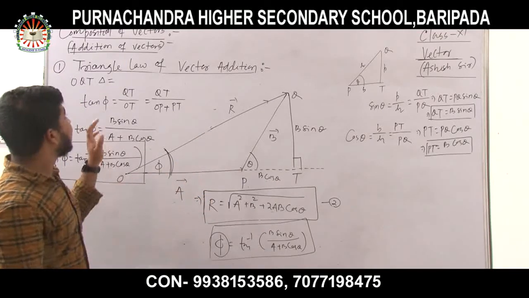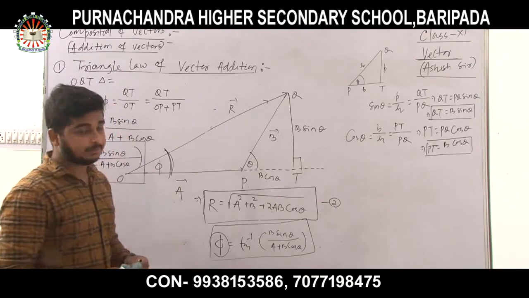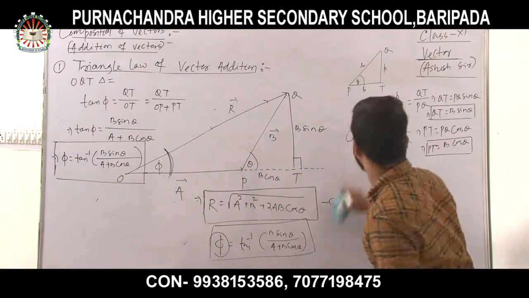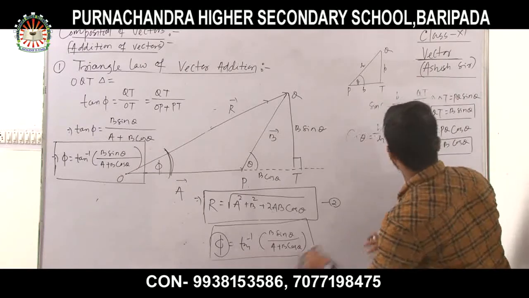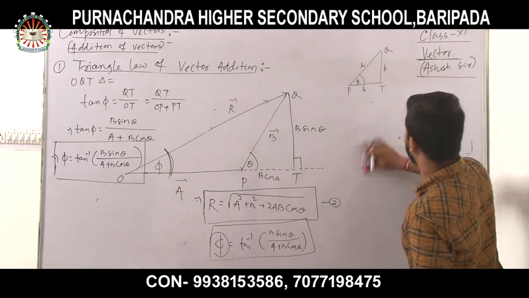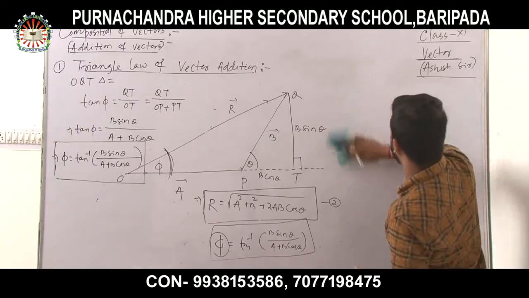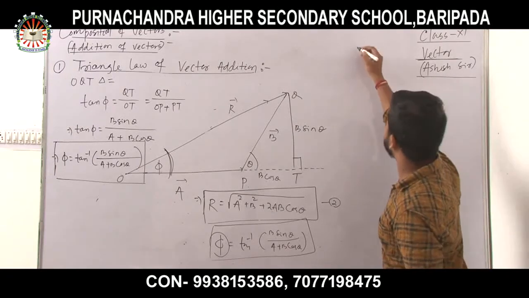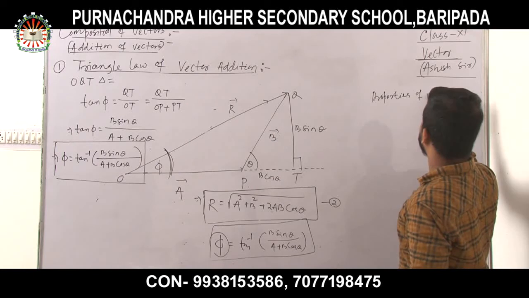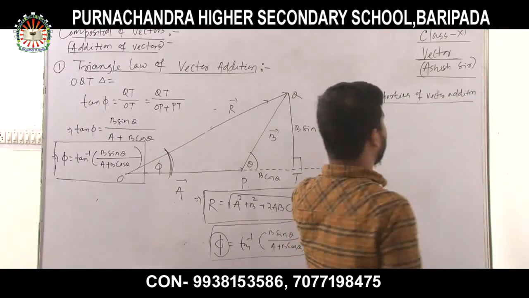So this is about the triangle law of vector addition. The triangle law of vector addition obeys certain properties. So what are the properties? Let's see the properties of vector addition, or you can say vector addition obeys these properties.